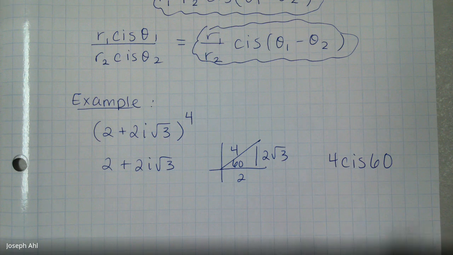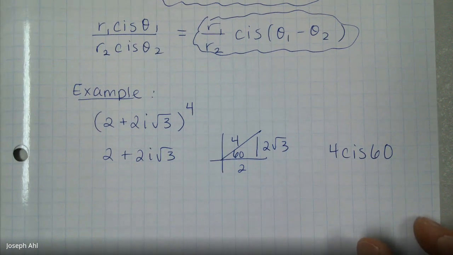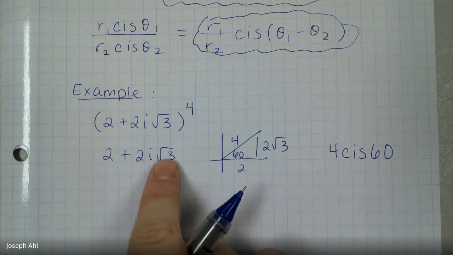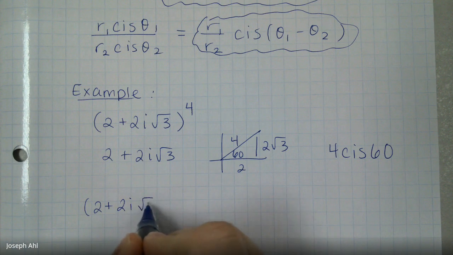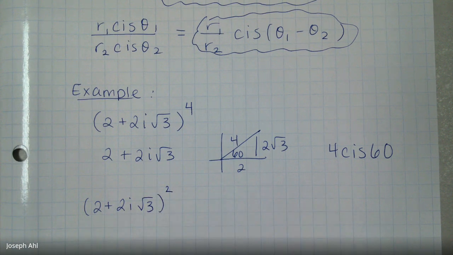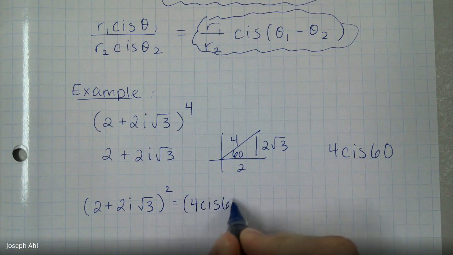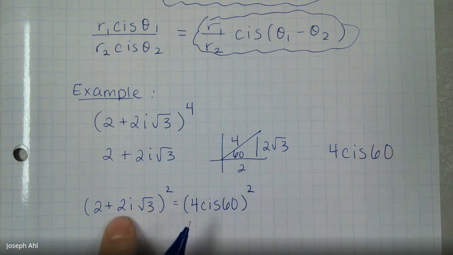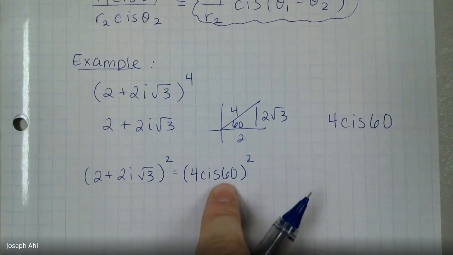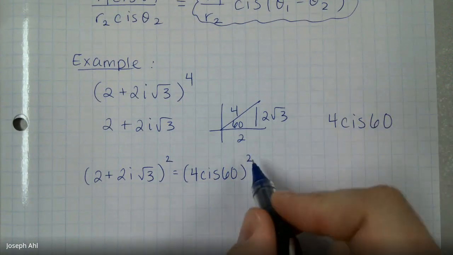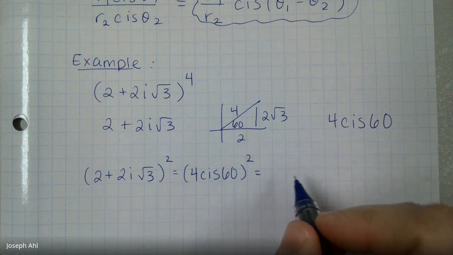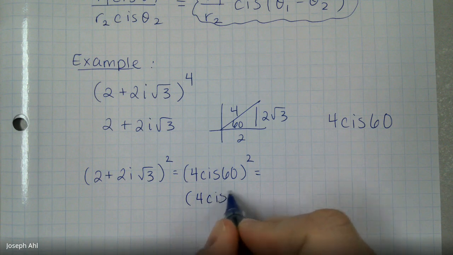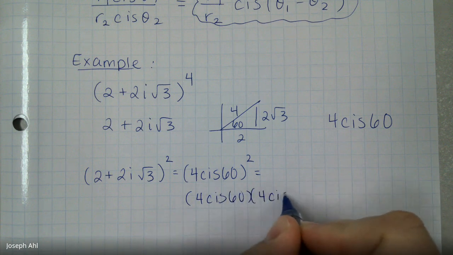Let's move on from here and talk about, if this is 4 cis 60, how can I then square this number? Before I get to the 4th power, let's start smaller. If I said to square that, that would be the same thing as doing 4 cis 60 squared, because this is the converted form. Because we don't know how to raise this to a power yet, what we can do alternatively is multiply this by itself: 4 cis 60 times another 4 cis 60.